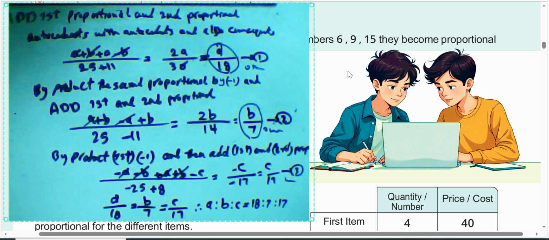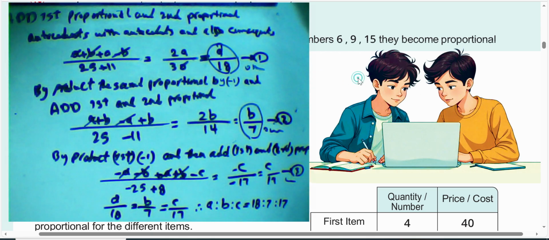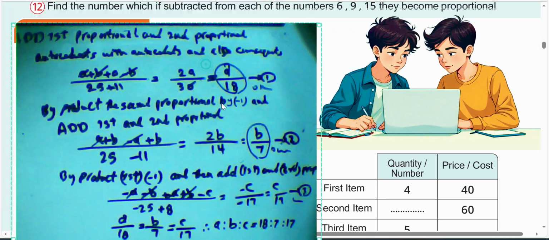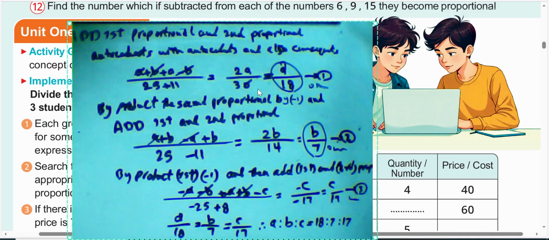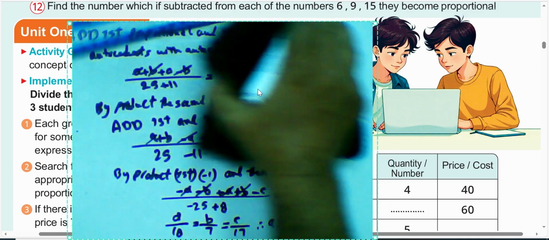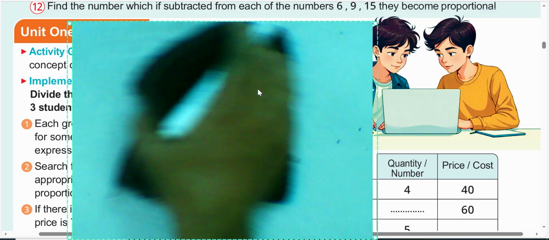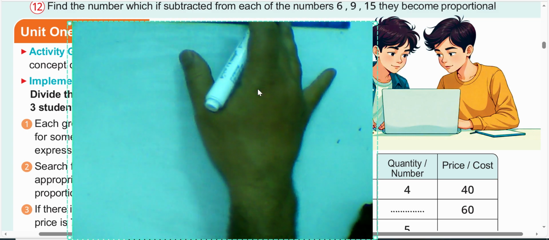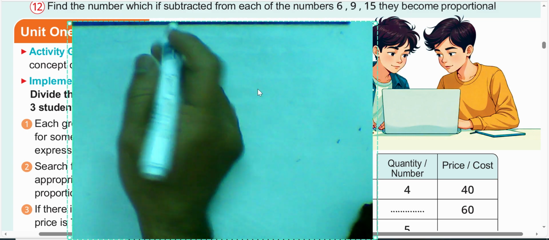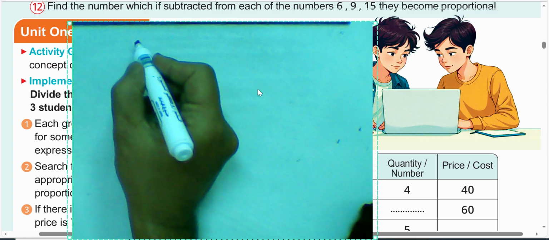Understood? Next question. Find the number which if subtracted from each number they become proportional. Okay, give me 3 quantities only. I will write here. Look with me.